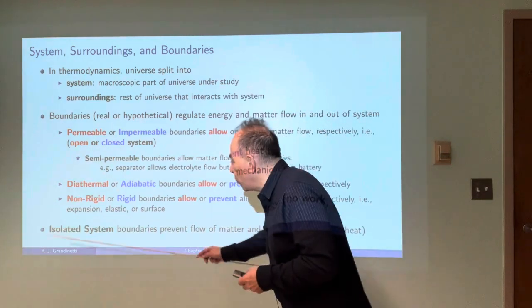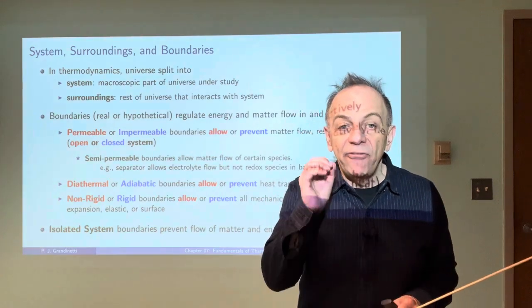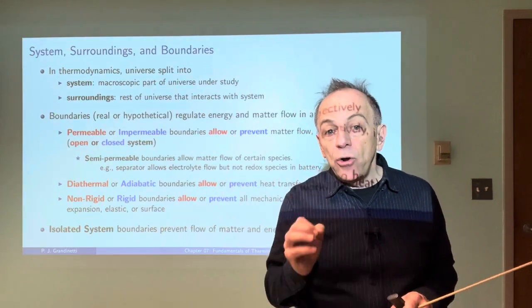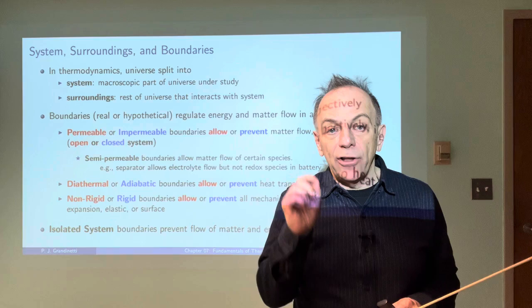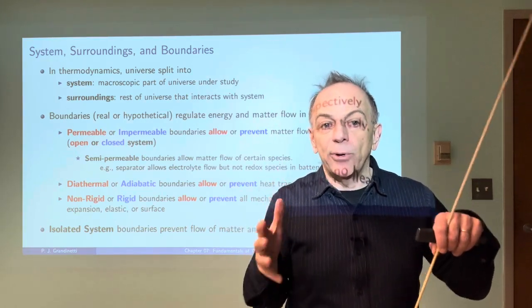And also it's important in thermodynamics, when we talk about an isolated system, we mean very specifically that no energy or matter can flow between the system and the surroundings. So this is the strictest of all possible boundaries.